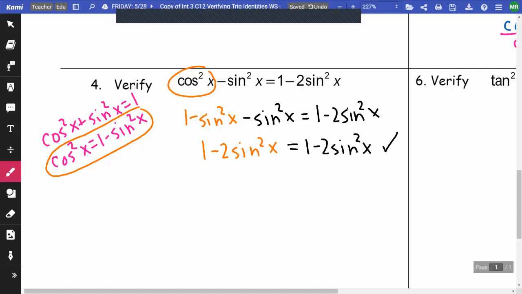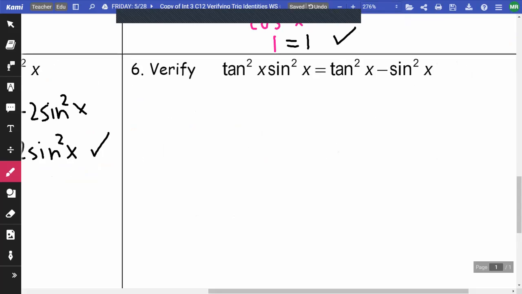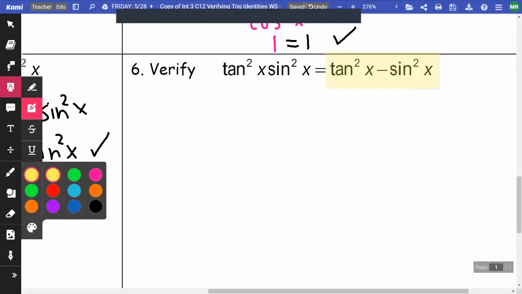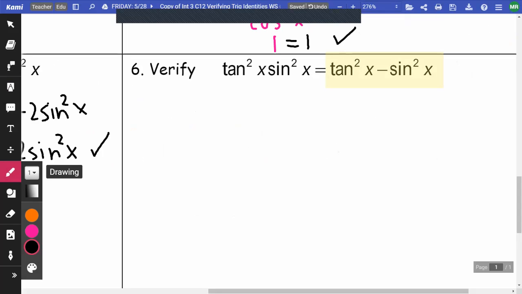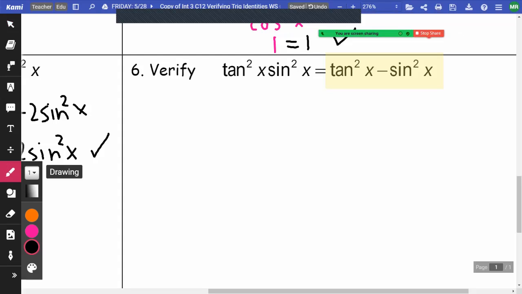And on 6. I have tan squared x sine squared x equals tangent squared x minus sine squared x. So again, trying to get this. I have a tangent squared and a sine squared on both sides, but I need it to be a minus, not multiplying. So what I'm thinking of doing is keeping my sine squared as my sine squared, and rewriting my tangent squared x.